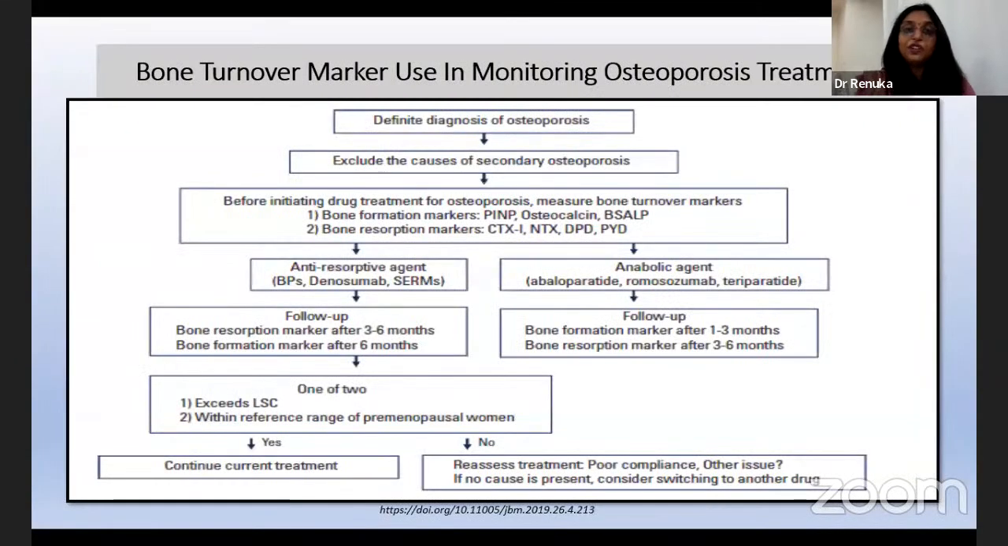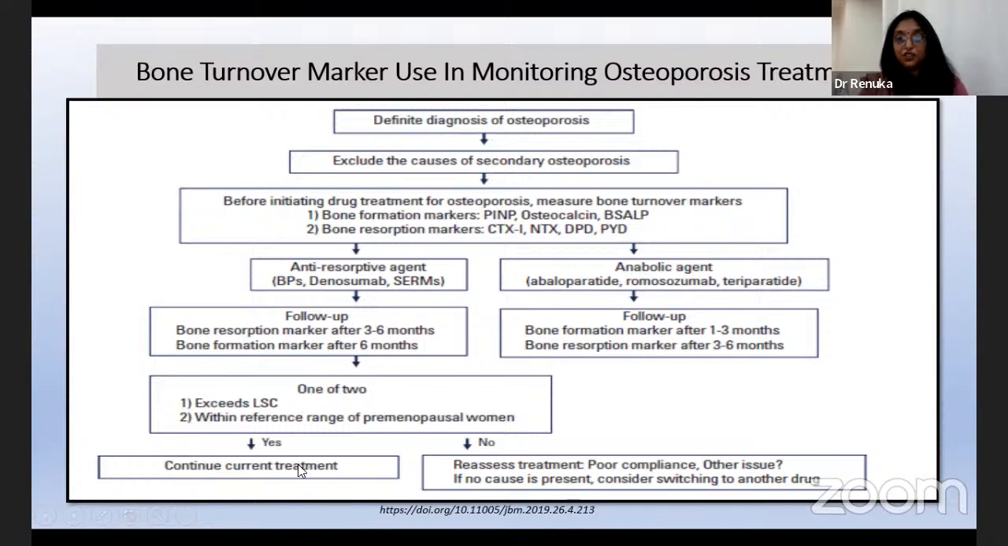osteoporosis treatment. To summarize, the markers which are used are the bone formation markers like P1NP and osteocalcin, and bone resorption markers like CTX, NTX, pyridinoline and deoxypyridinoline. However, the two markers of choice are P1NP and CTX when it comes to monitoring of the patients. For patients on anti-resorptive therapy, look for the resorption markers at 3 to 6 months intervals, and for formation markers at 6 months. And look for if there is a change in the values of about 30%.